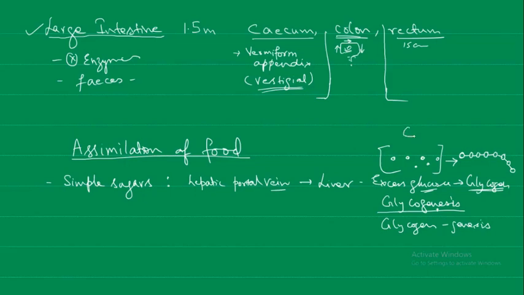Suppose this is a cell, and outside there is a lot of salt or a lot of sugar. Then it will lead to plasmolysis. So what will happen? The cell is going to shrink, and all its contents will go outside. That is what we say: plasmolysis will take place. So how to prevent this?